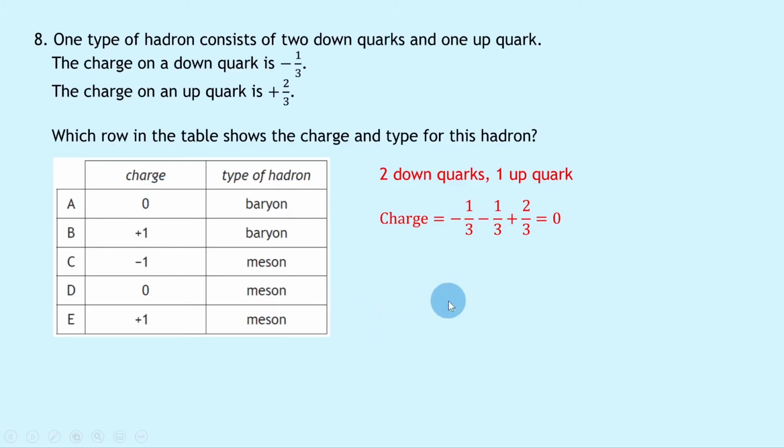But now we just need to decide whether we're dealing with a baryon or a meson, and remember in this case the hadron has 3 quarks, so it must be a baryon. And that's because baryons are made up of 3 quarks, whereas mesons are made up of 2 quarks, namely a quark-antiquark pair. So this means our answer is A.